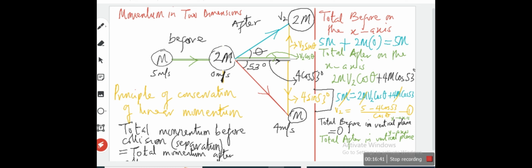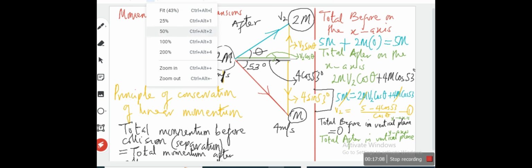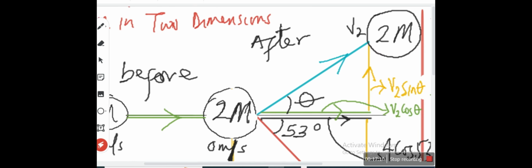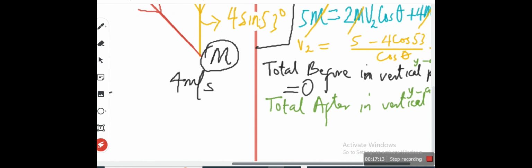Are you ready? Let's go. What are they? Momentum of this one, which is mass times velocity. That's 2m v2 sin theta. Positive for up, then negative for down, or m times 4 sin 53. Mass times velocity is momentum. 2m times v2 sin theta. Okay, so let me write it.